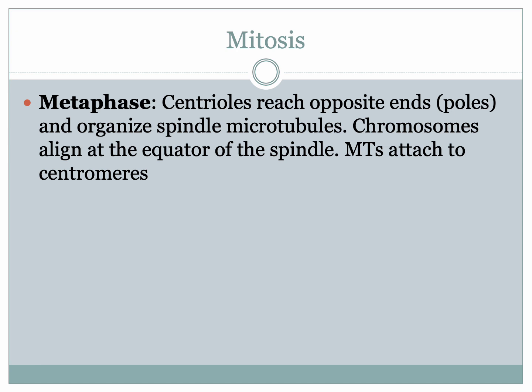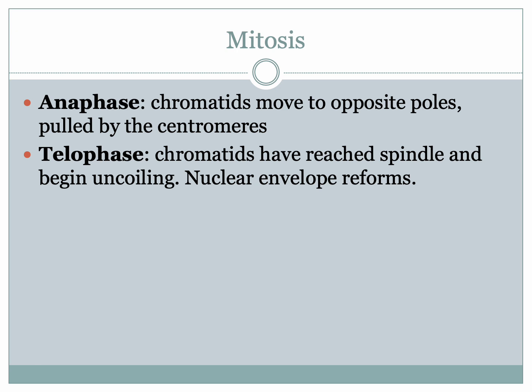In metaphase, the centrioles reach opposite ends or opposite poles and organize spindle microtubules. Chromosomes align at the equator of the spindle, so the microtubules can attach to the centromeres. In anaphase, the chromatids move to opposite poles. They're pulled by the centromeres. And then in telophase, the chromatids have reached the spindle and begin to uncoil. The nuclear envelope reforms. We will look at the stages of mitosis in more detail during lab.